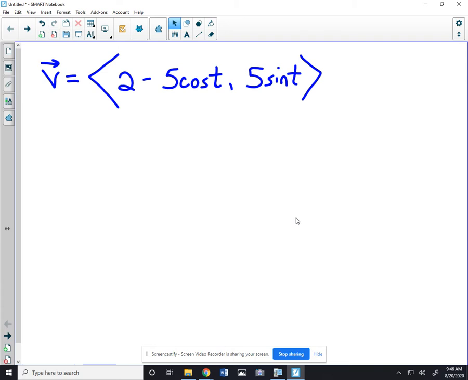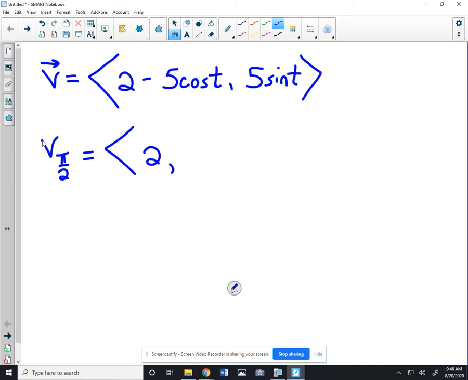I hope you understood the first part because we are going to do some more. A little review here I think would be helpful. So, we talk about the velocity. Now we're going to find the velocity at a different time, pi over 2. Now you know cosine pi over 2 is 0, so the x velocity is 2, and 5 sine pi over 2 is 5. So we have a y velocity of 5.